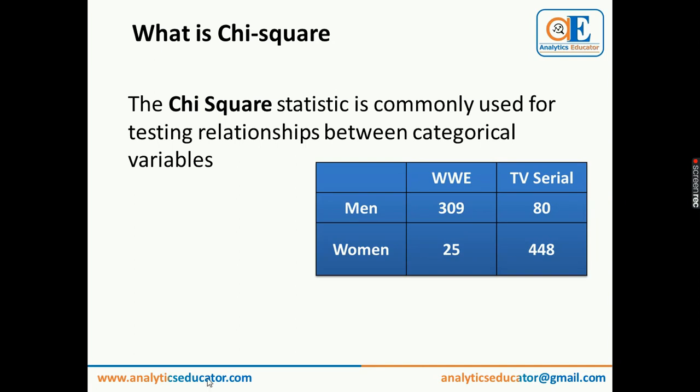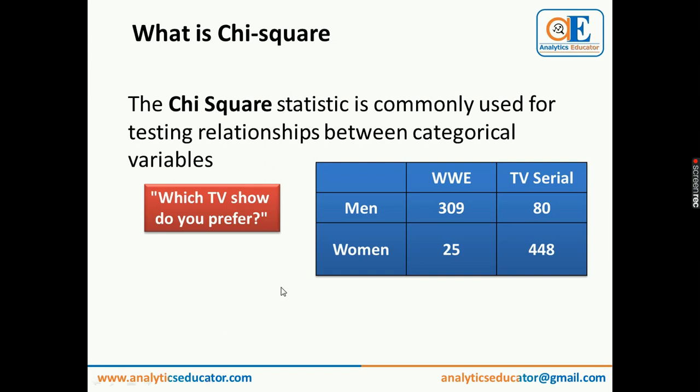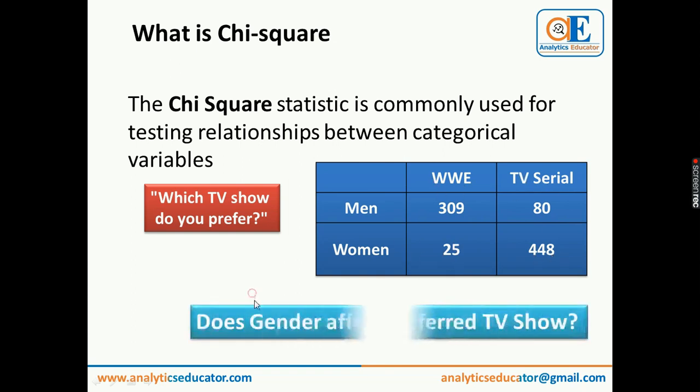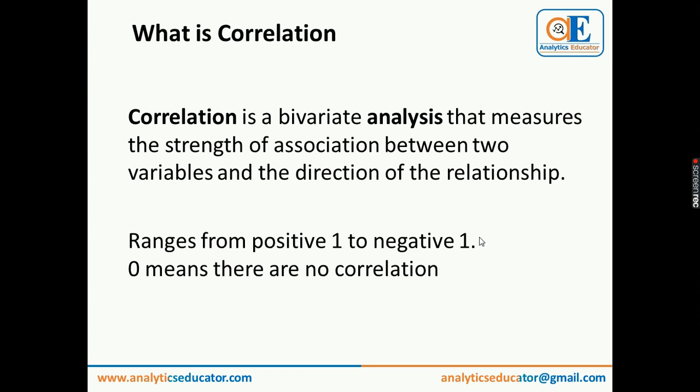Here is another example which you can do as your homework. It's a very small data set. Whether gender influences a person's choice of TV shows. Do you like wrestling, WWE wrestling, or TV serials like drama? 309 men like WWE and 80 men like serials, 25 women like WWE and 448 women like TV serials. So does gender affect the TV show? You can do a chi-square test in order to understand it.